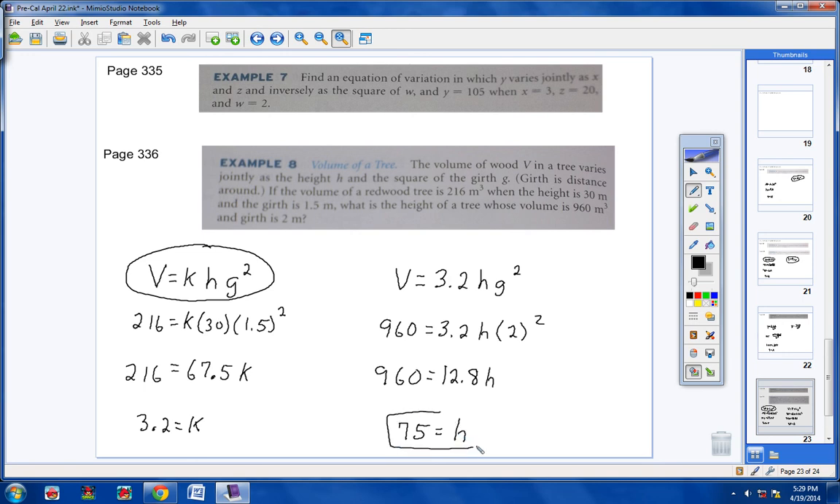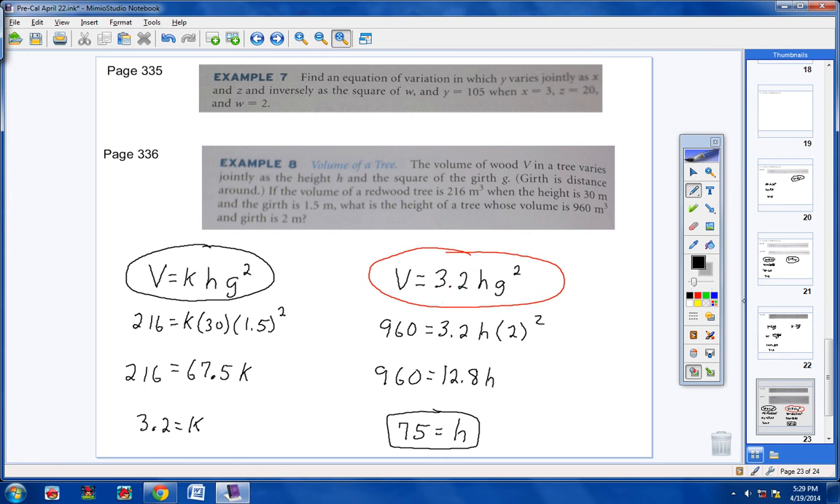And there we go. We solved the problem. So this model right here that I'm circling in red, this model is really helpful. I mean, think about it. I can give you a volume and a height, and you tell me the girth. I can give you the volume and the girth, and you tell me the height. Or you can give me the height and the girth, and I can give you the volume. This is a very helpful model, just simply because you knew what joint variation means.